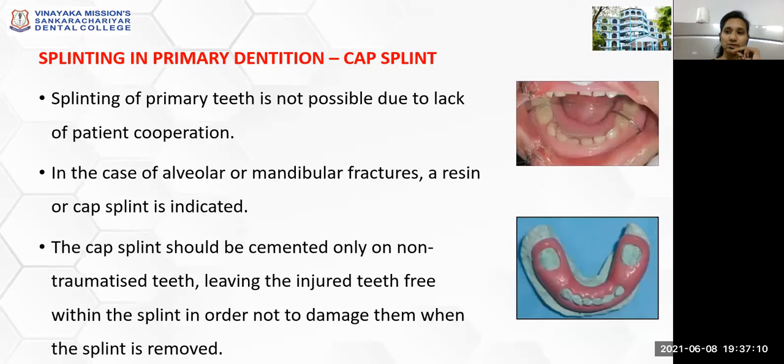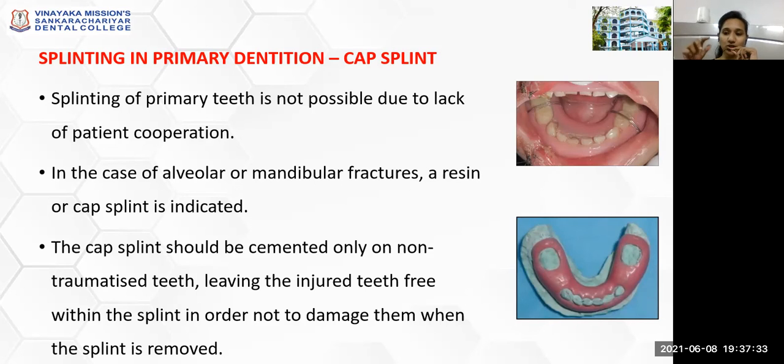So far, we have seen splints for the permanent dentition. Now we need to know a splint for the primary dentition. The splint for the primary dentition that we commonly use is cap splint. Splinting like your permanent dentition is not possible in a primary dentition because of the lack of cooperation from the patient. And cap splint is commonly used in case of alveolar or mandibular fractures.